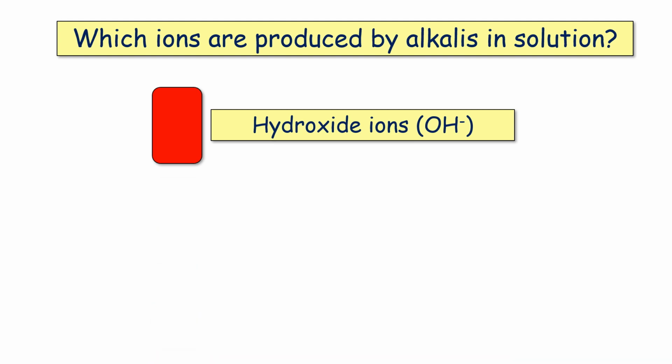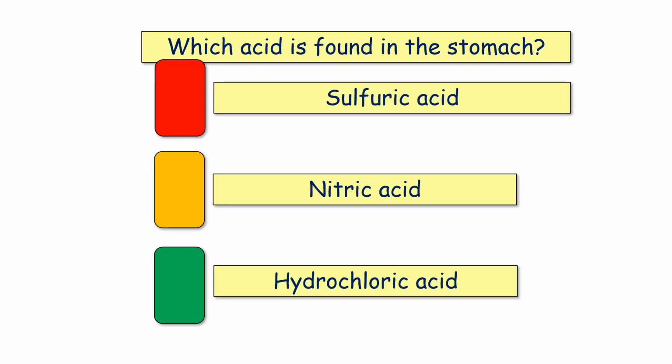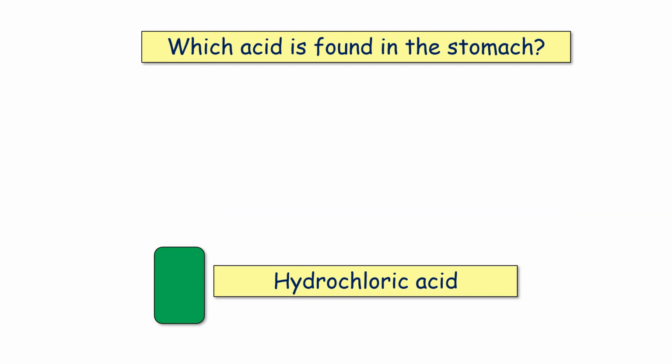Alkalis produce hydroxide ions. Number 3. Which acid is found in the stomach? Sulfuric acid, nitric acid or hydrochloric acid? 5 seconds. The correct answer is hydrochloric acid.